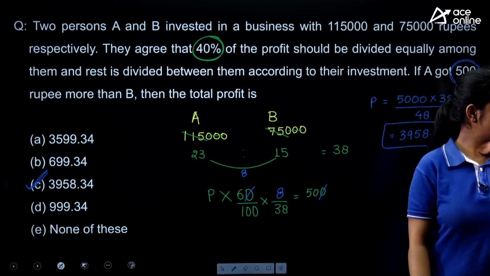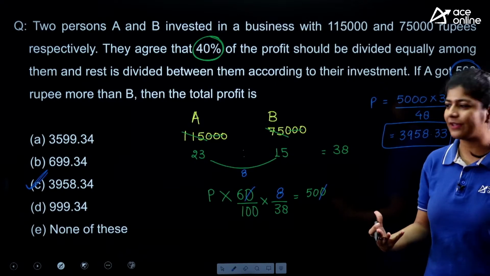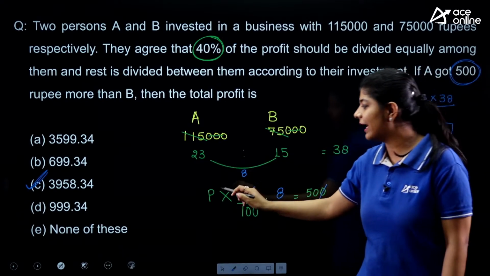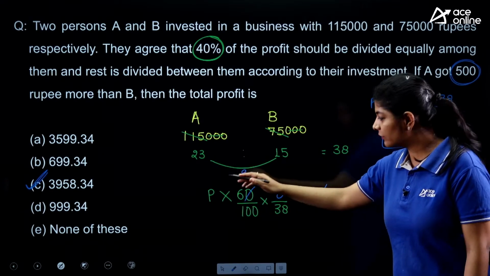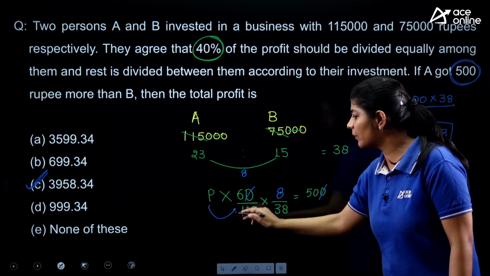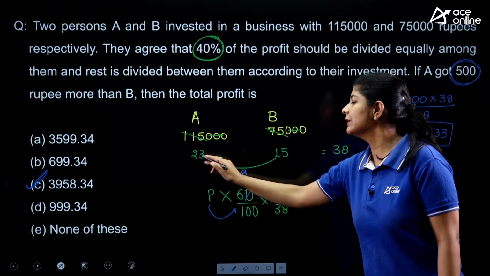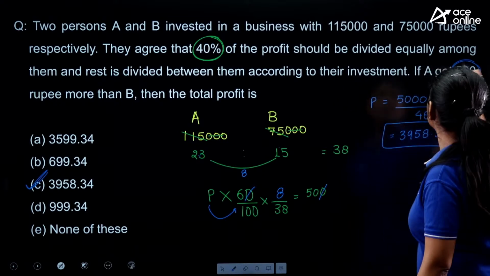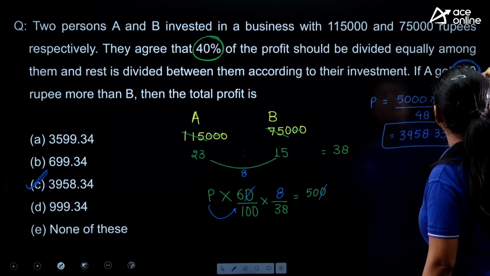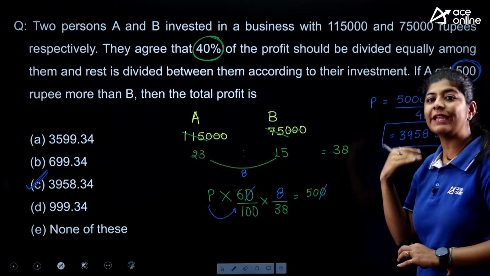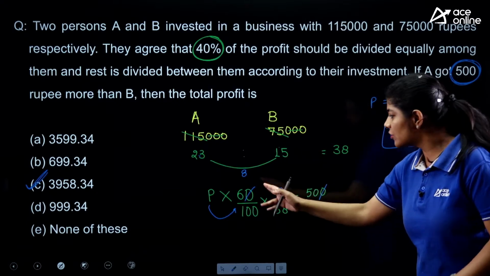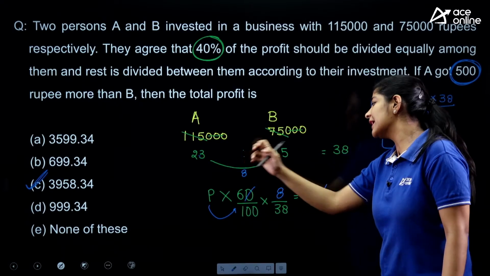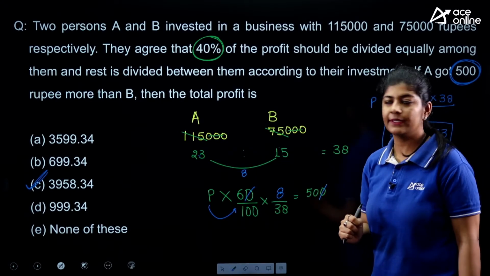All we need to do is simply the basic calculation over here, as it is given that out of the total profit, 60% of the profit is divided among these two in this particular ratio. But here the question is saying that because of this difference, A got 500 extra. So we need to find out the difference first, and accordingly we need to calculate it, right?